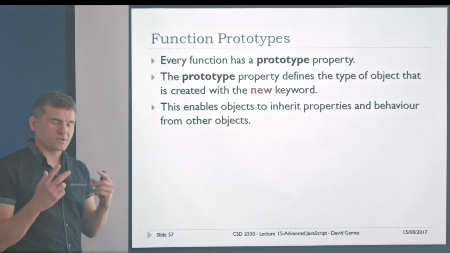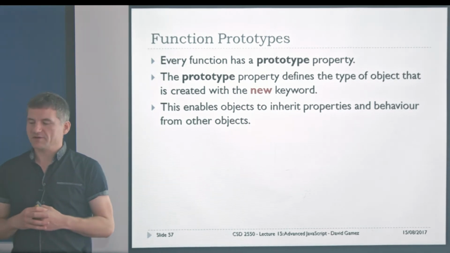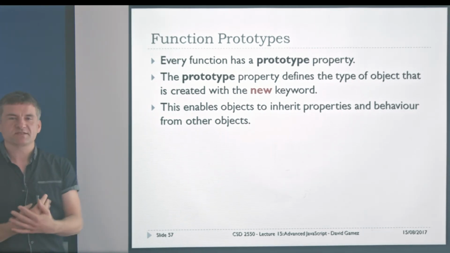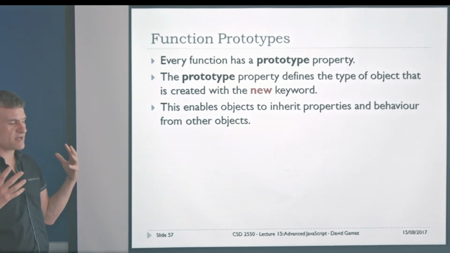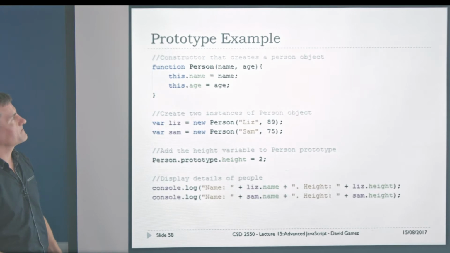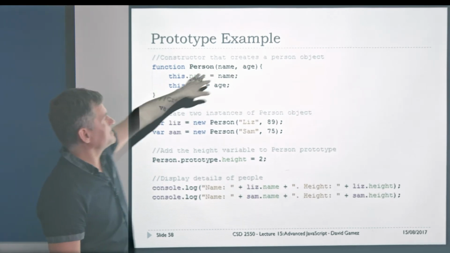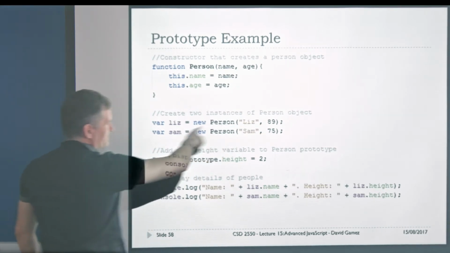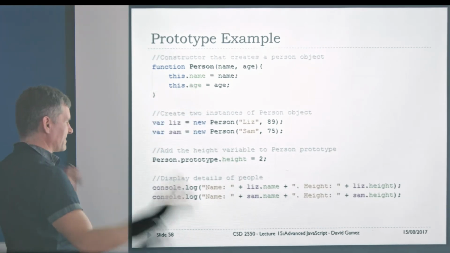Now, each function also has a prototype property, and that defines the type of object that's created with the new keyword. This prototype property enables objects to inherit properties and behavior from other objects. So we need to use prototypes if we want to make inheritance work, and it creates a tight linkage between all of the objects created with the same constructor, as I'll explain. Here we have a function Person. We're passing in name and age and assigning them to the person. Now we have Liz and Sam, creating two objects. These will just be person objects, exactly the same way I've covered already.